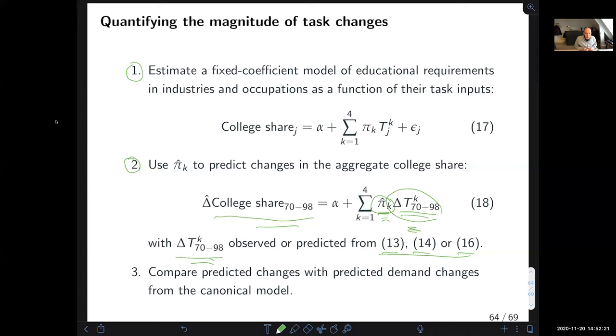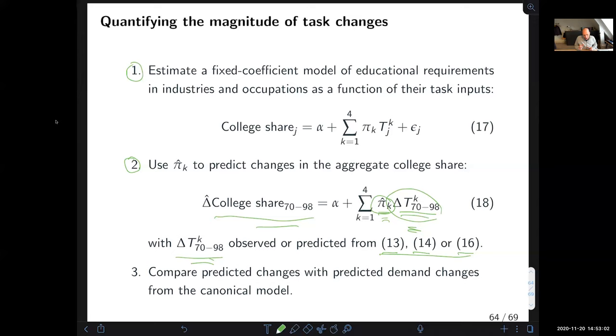There are two ways in which you can interpret what we do. The first way is to say, we're just going to take the quantities that we observe and think of those as accurately capturing these demand shifts, and whatever is transmitted into changes in relative task prices is just going to be an underestimate of the shift out in demand. So it's also going to translate into an underestimate of the shift out in the demand for college workers relative to non-college workers. That's one interpretation.